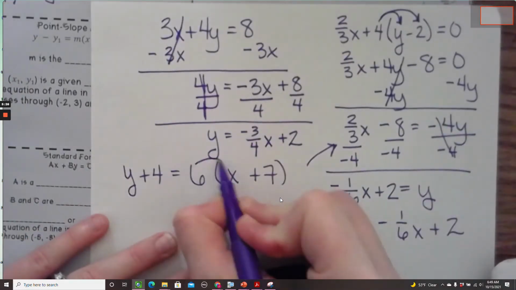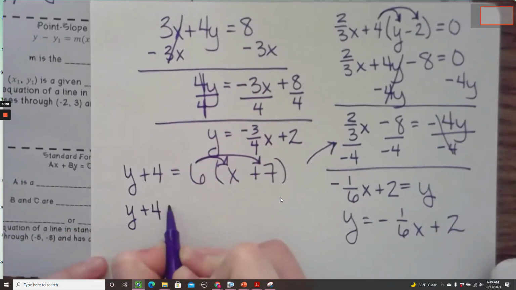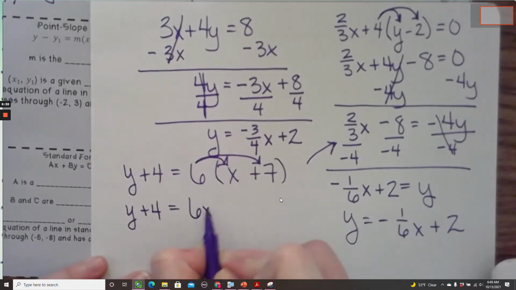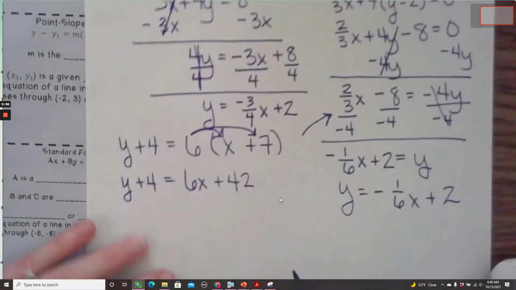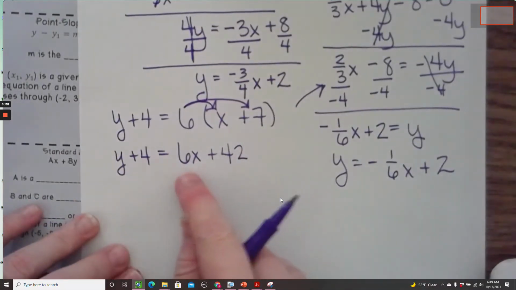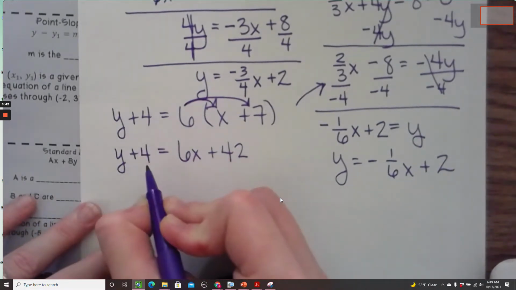So I want to distribute first. So I have y plus 4 equals 6 times x is 6x, 6 times 7 is a positive 42. So I'm doing pretty good because I've got my slope and my y-intercept over here. I just need to get rid of that 4.